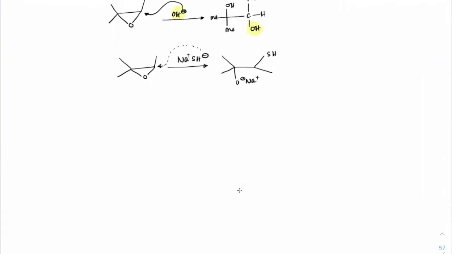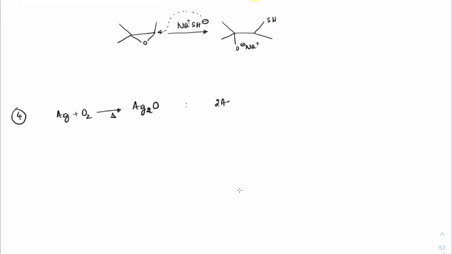Lastly, we discussed how epoxidation can take place in the case of silver and O2, correct? Now, when you take this Ag and O2 and heat, normally we'll get Ag2O. Ag2O is formed. You can always imagine Ag2O as 2 Ag plus O2 minus. You can always think of it this way.